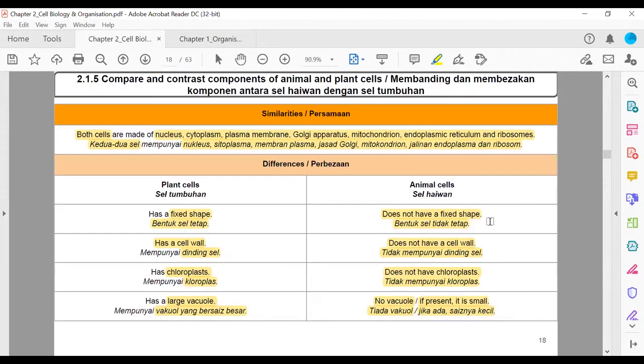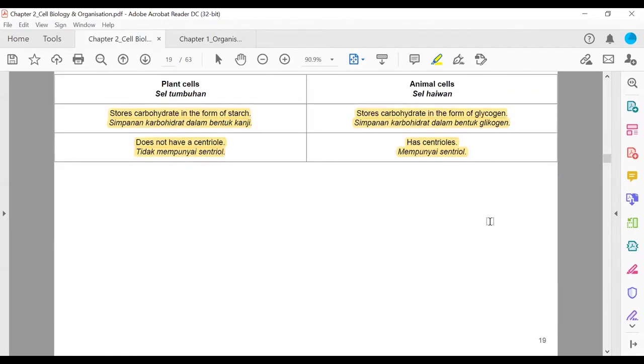So we have done with the differences and similarity between plant cell and animal cell.